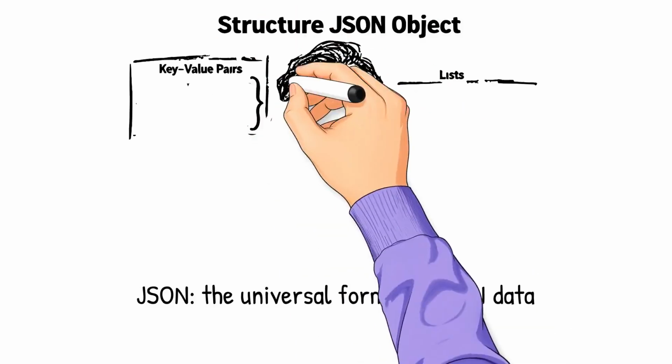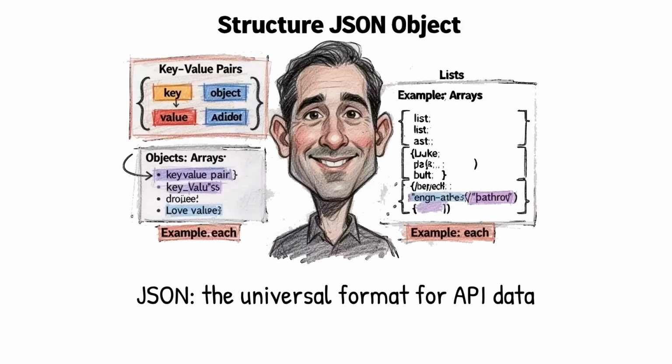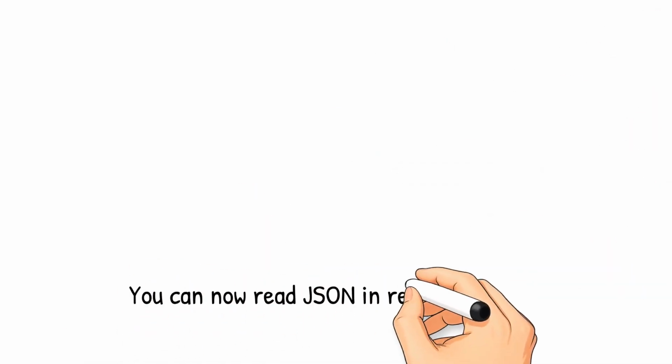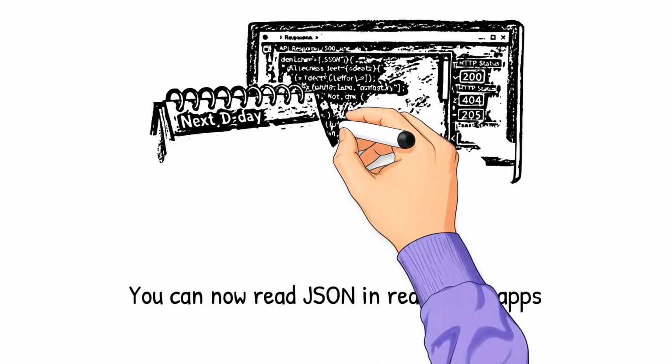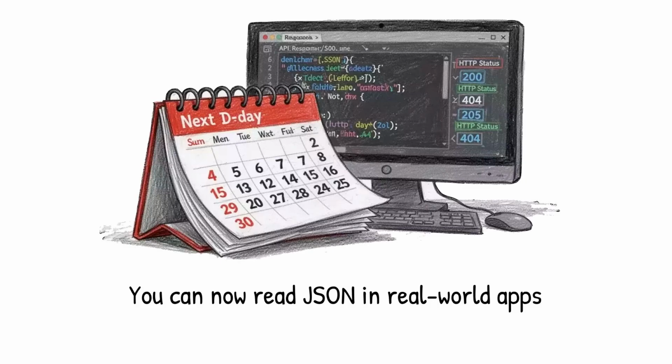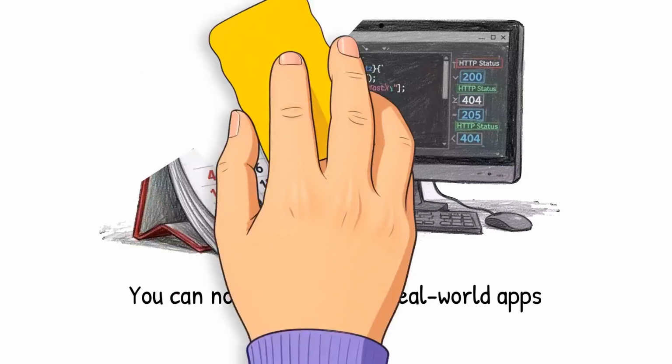JSON is the simple universal format that APIs use to send their data. It's built entirely from key value pairs, a label and its information. Objects, in curly braces, describe one single thing. Arrays, in square brackets, hold a list of things. And now you can actually read it. In the next episode, we'll decode those little numbers the server quietly sends back with every response. The status codes, like 200 and 404, so you'll always know instantly whether your request worked or not.